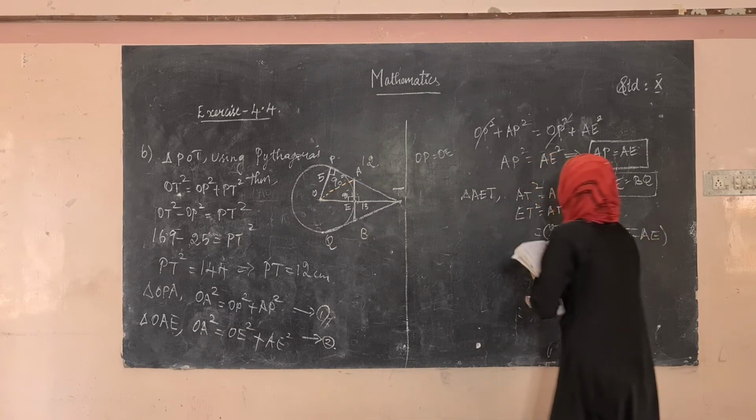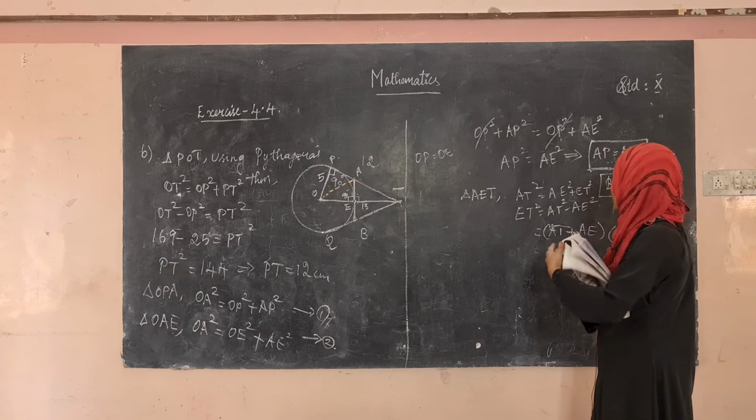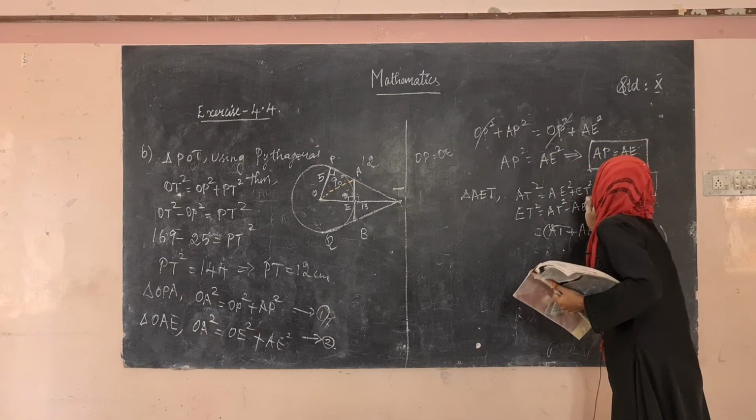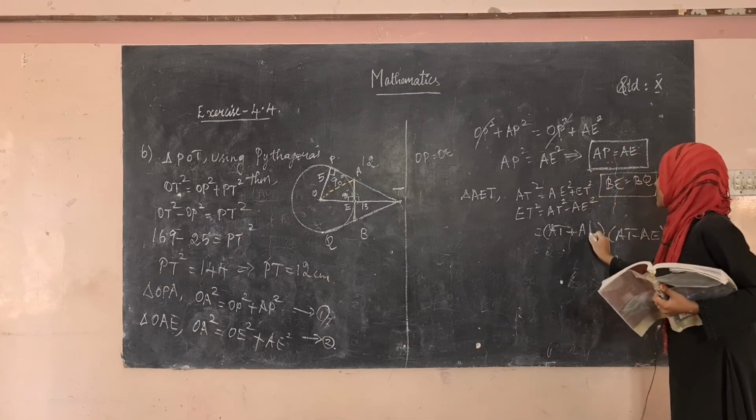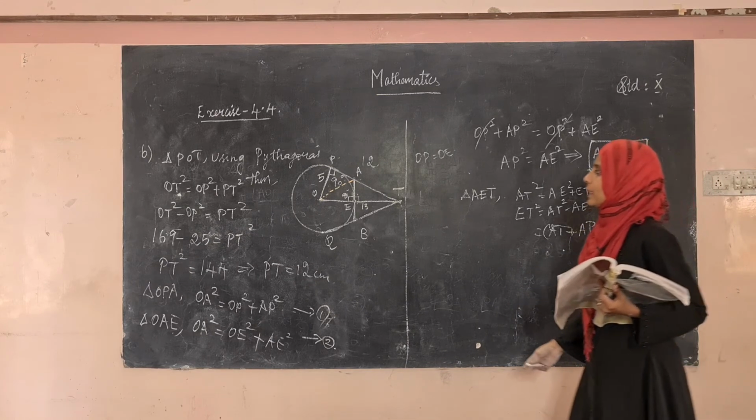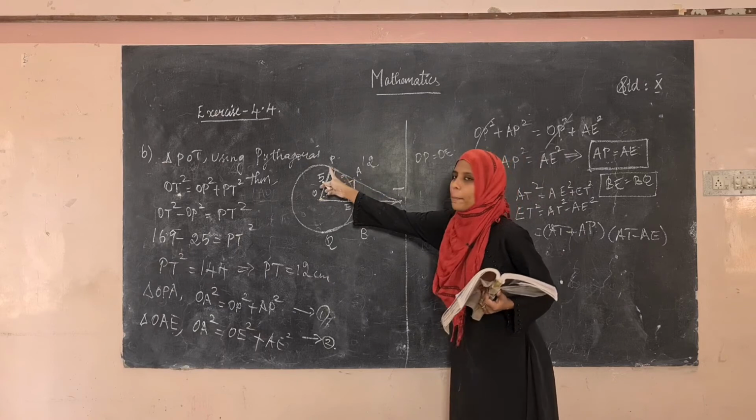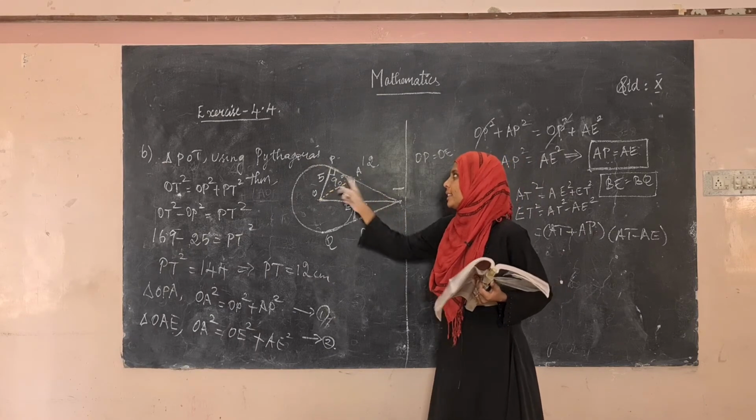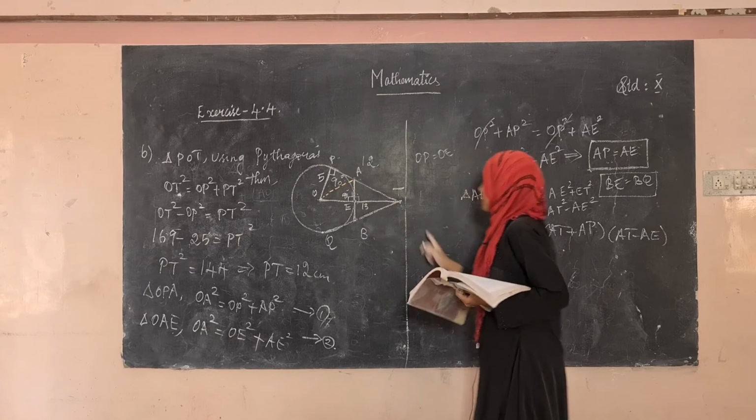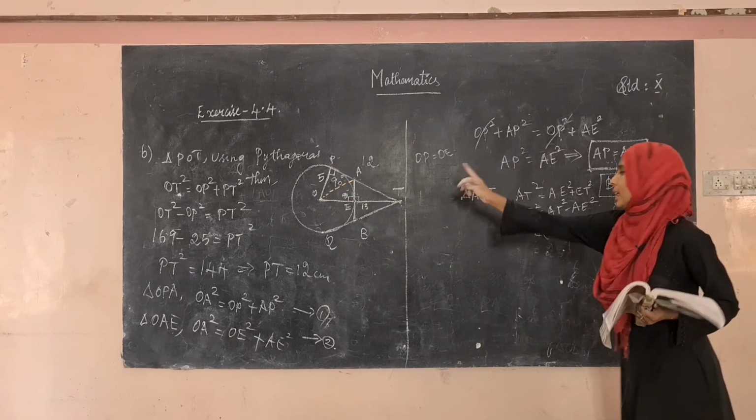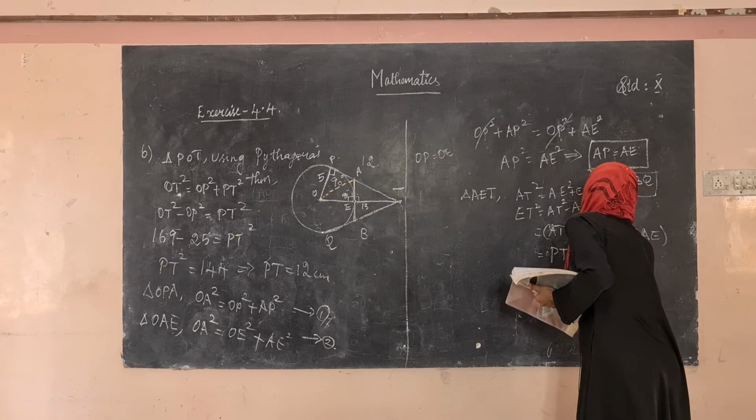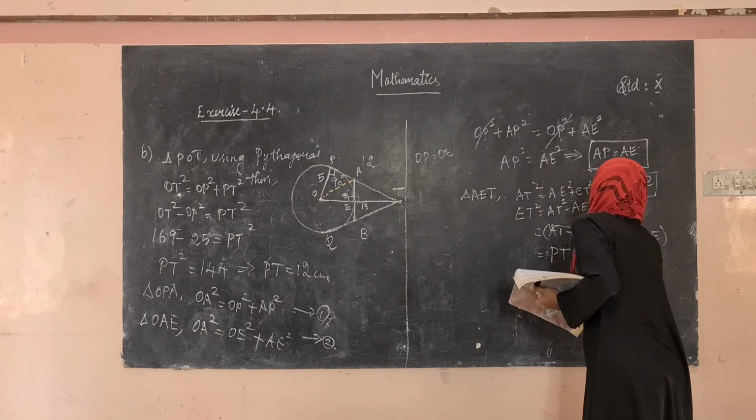What is AT plus AE? Instead of AE you can substitute AP, right? So what is AT plus AP? We divided the line PT as AP plus AT. So instead of AT plus AP we can write it as PT. PT into AT minus AE.